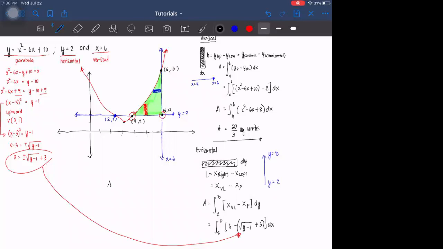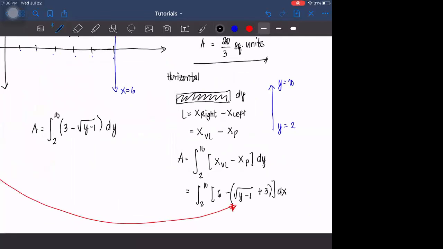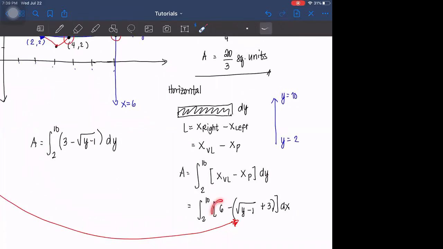Putting it together, the area is therefore equal to the integral from 2 to 10 of 3 minus square root of y minus 1 dy. Do you understand why it became just 3? It was 6, minus 3, so 3.